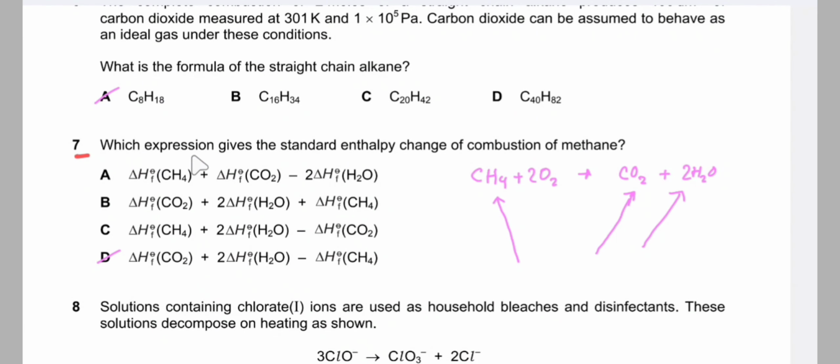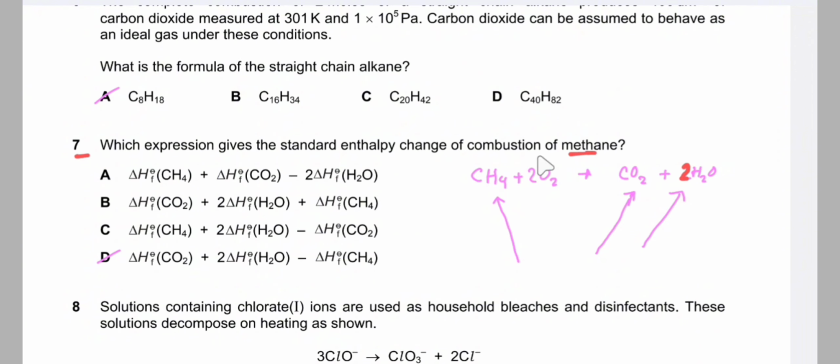Number 7. Which expression gives the standard enthalpy change of combustion of methane? So methane reacts with oxygen to form carbon dioxide and water. If we write the balanced equation, then methane is CH4, which reacts with oxygen to form carbon dioxide and water. So one carbon is balanced. Then there is 4 hydrogen, so we place 2. The number of oxygen is 2 plus 2, that is 4, so we place 2. So this is the overall balanced equation.